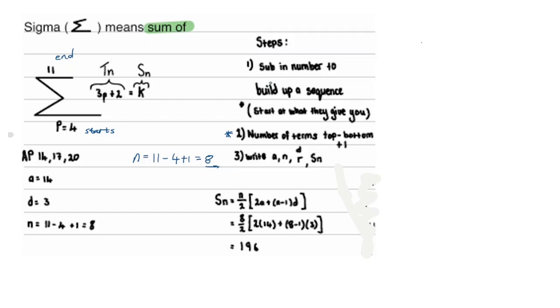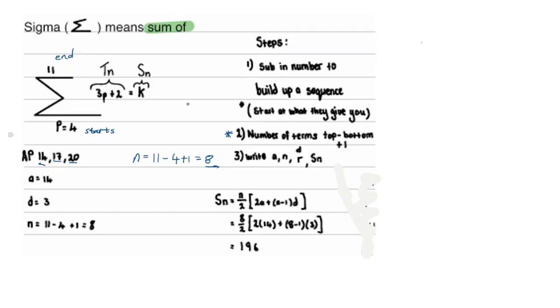The first step I always like to do is build up the sequence, and so I sub in whatever number they give. I sub in 4 into here, and that's 12 plus 2 is 14. There's my first term. Sub in the next number, 5. 5 times 3 would be 15 plus 2 is 17. And lastly, 6 times 3 is 18 plus 2 is 20.